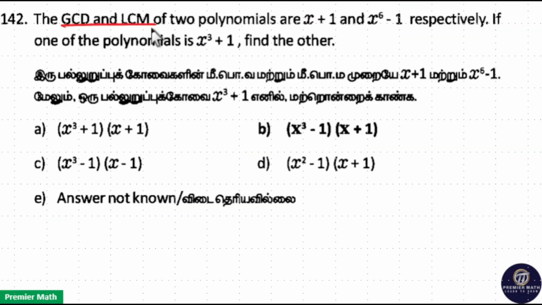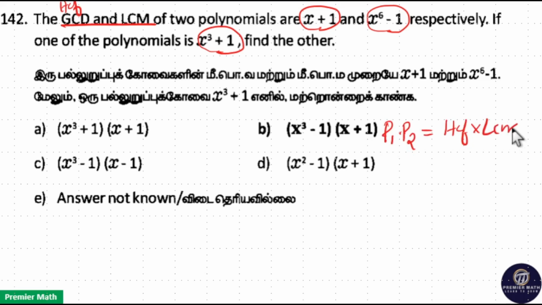The GCD and LCM of two polynomials are x plus 1 and x raised to 6 minus 1 respectively. If one of the polynomials is x cube plus 1, find the other. Here GCD is the same as HCF. That is, greatest common divisor is the same as highest common factor. Now the product of any two polynomials is equal to the product of their HCF and LCM. That is, the product of any two numbers is equal to the product of their HCF and LCM.